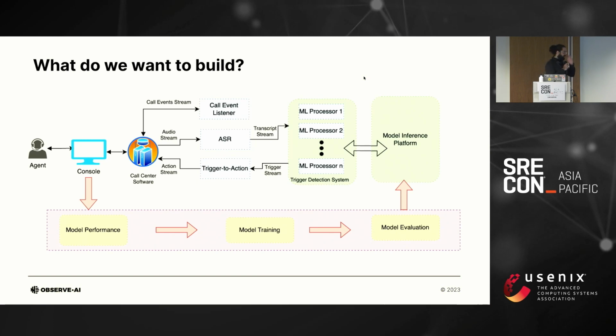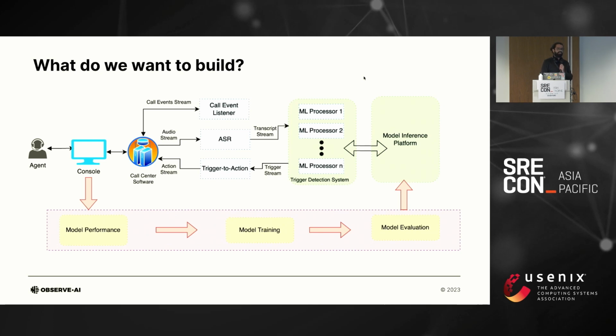Okay, so what do we want to build? This is an overall workflow or high-level diagram of what we want to build. You have an agent who is usually taking calls or interactions via a console. The console is interlinked to call center software via which they are able to interact with all the customers. The system itself can further be broken down into three subflows, where you have a call event listener, which listens to the start and the end of the calls.